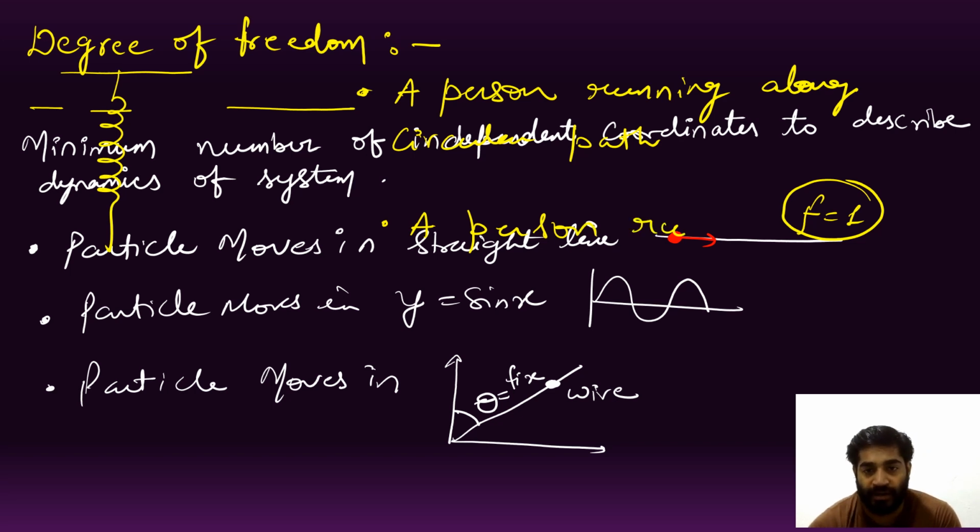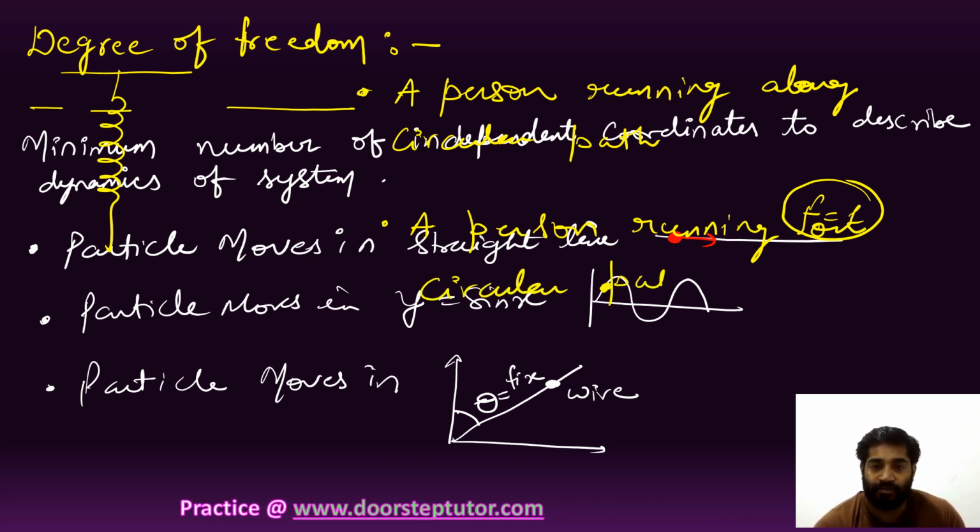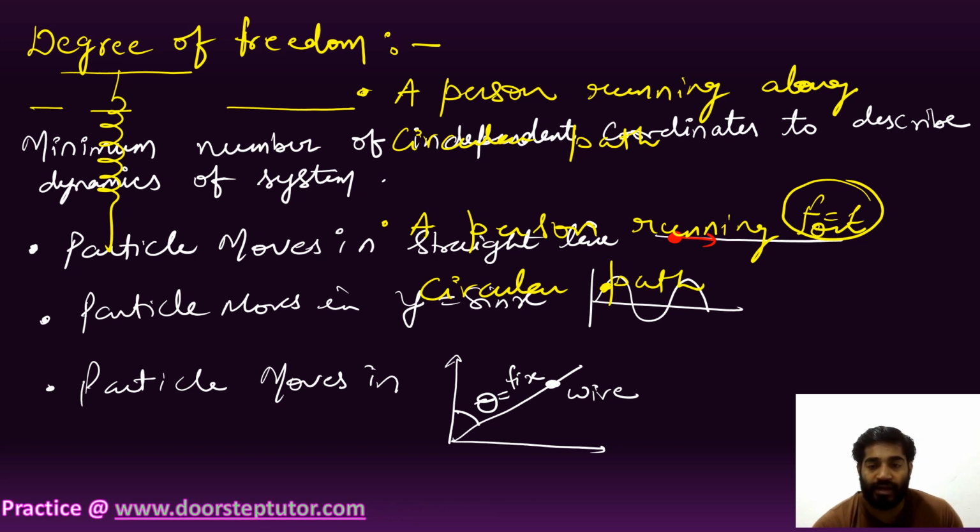Now suppose a particle moves on y equal to sine x as a function. Then the particle has the same, one constraint here. The particle either moves up or down, but behaves like a sine function. So its degree of freedom is also 1.